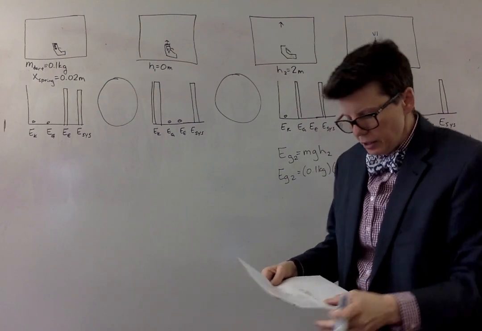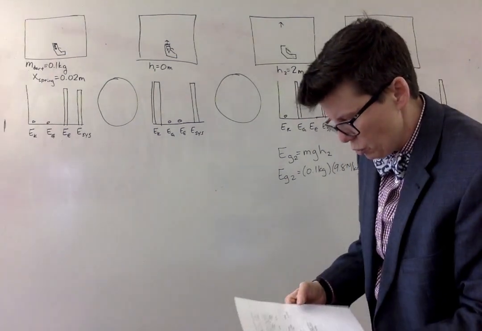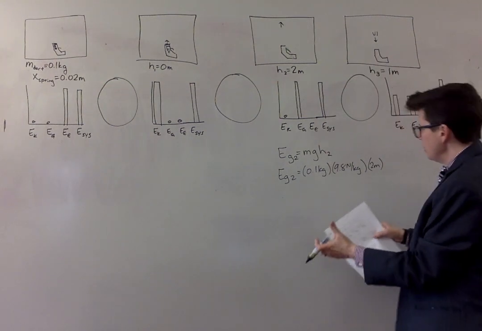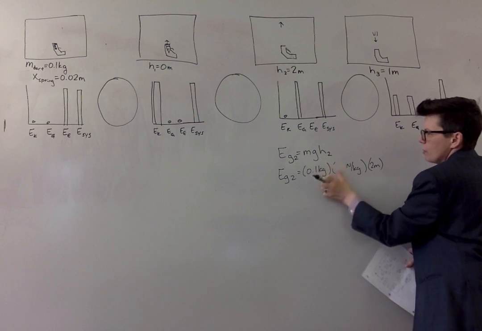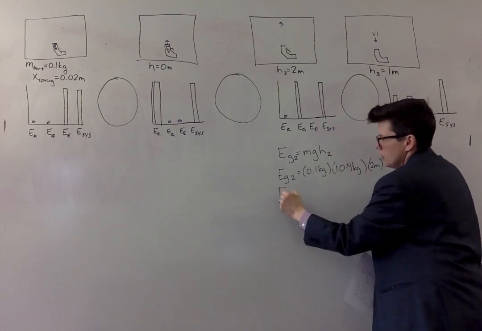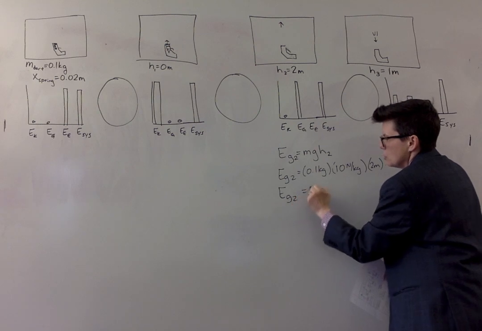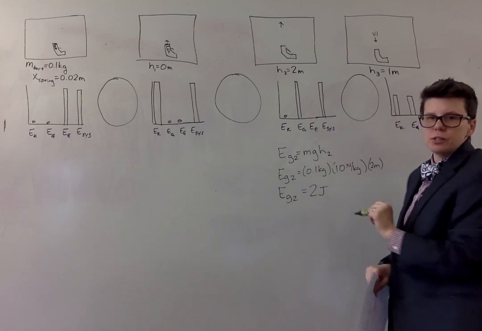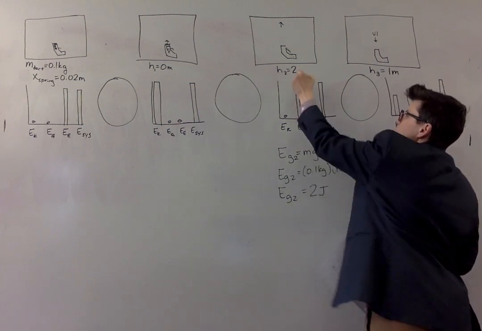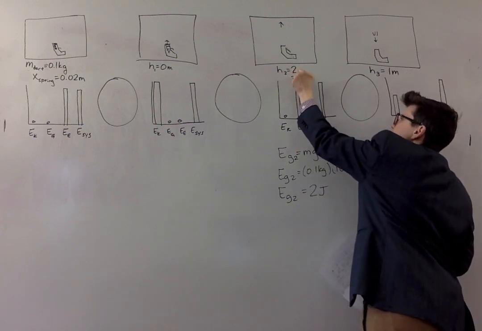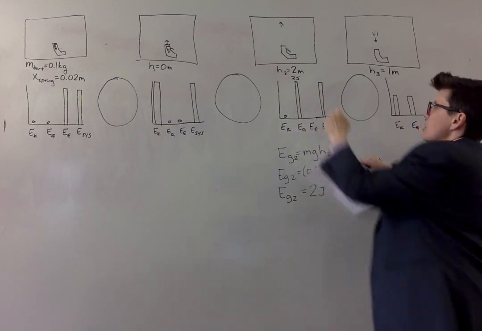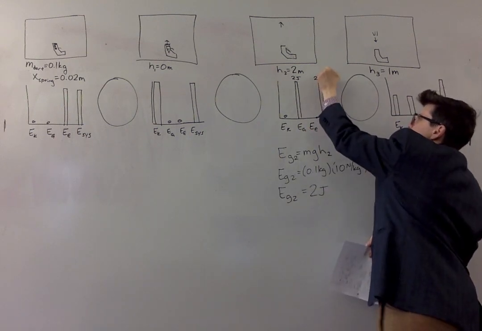I've already pre-calculated that out. That came to about 2, I'm going to make an approximation here just to make my math a little easier, 10 for g. And that's going to give me 2 joules of energy in this state. Now I'm going to use that to start filling in some other information. So with 2 joules of energy that are gravitational here, no other types of energy here, 2 joules.